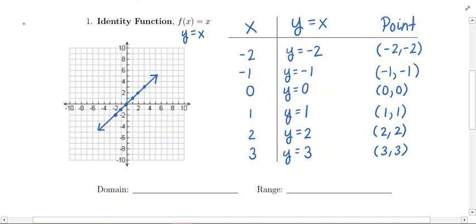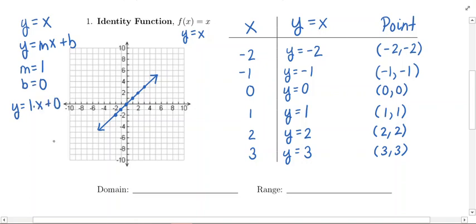You may have also looked at it this way. If you're dealing with y equals x, think of y equals mx plus b here. It fits that bill. For y equals x, the m value is 1 and the b value is 0, because you can do y equals 1 times x plus 0. That gives you the same thing as y equals x. So this is a line with slope 1 and y-intercept 0, and that is reflected in the picture here. All right, so this is what the identity function looks like.